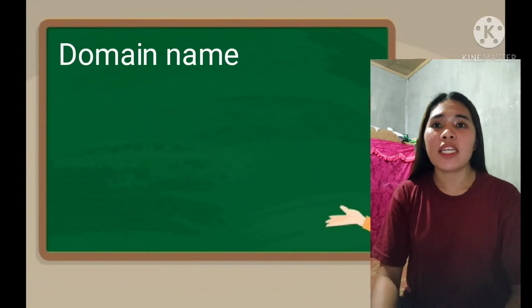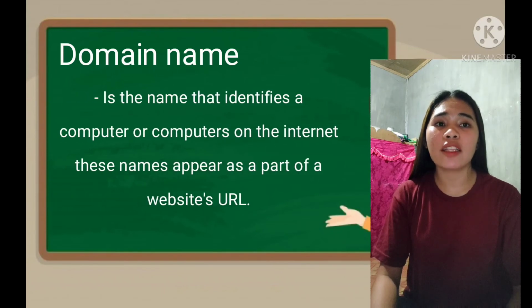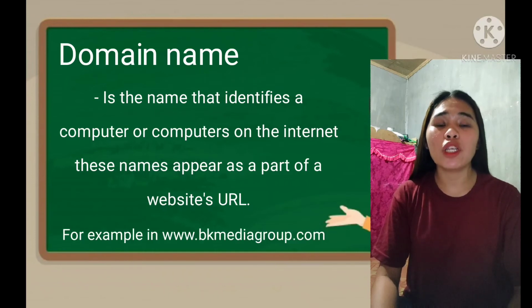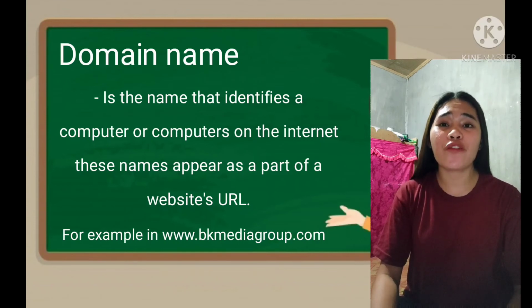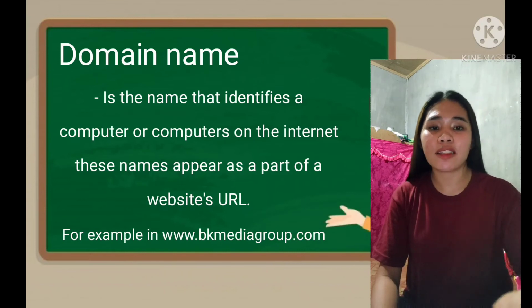Domain name is a name that identifies a computer or computers on the internet. These names appear as a part of a website's URL. For example, in www.wikimediagroup.com. So a domain name is used for finding and identifying computers on the internet.